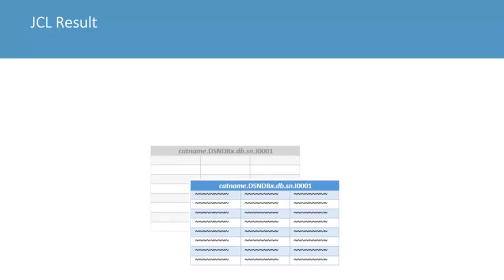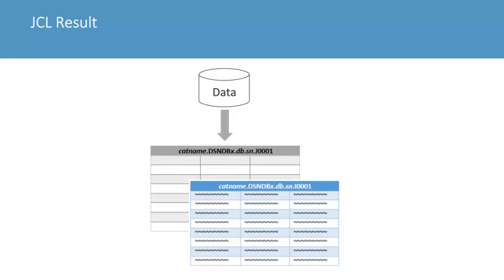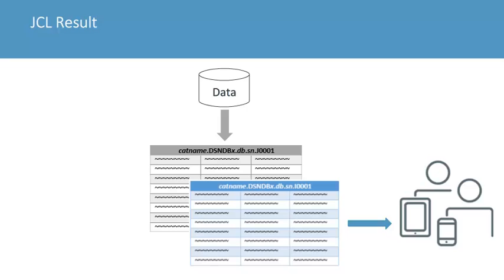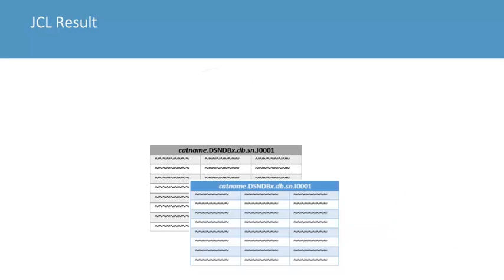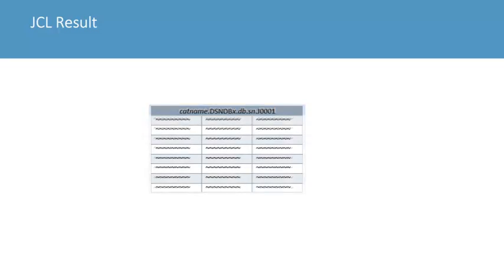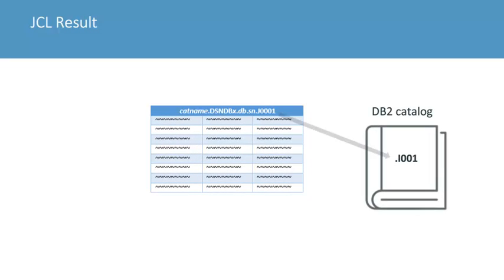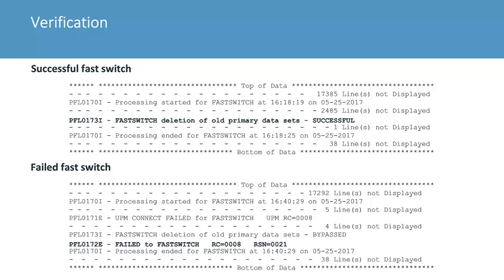The job executes, creating a shadow table and loading the new data into it. While this process is taking place, other users can view the original table, but they can't make any changes to it. When the data is loaded, the shadow table is switched with the original. The DB2 catalog and directory are updated with the instance node of the shadow table. The shadow table is now considered the original, and it's available in read-write mode. After executing the job, we can verify that it completed successfully by viewing the messages in the PTI message dataset. A successful execution ends with message PFL173I. A failed execution ends with message PFL172E.